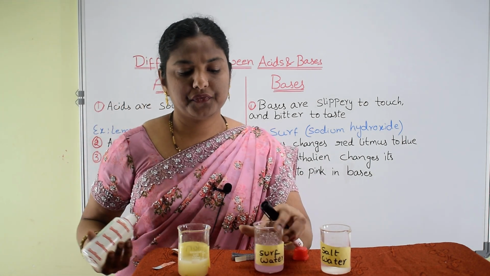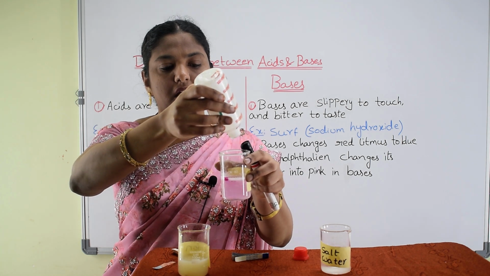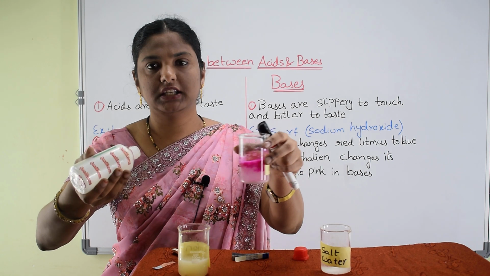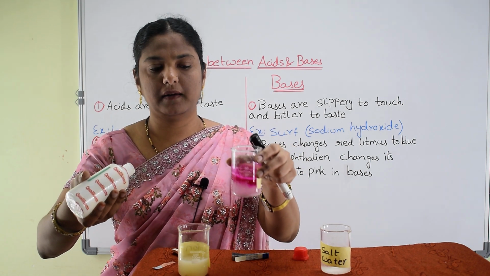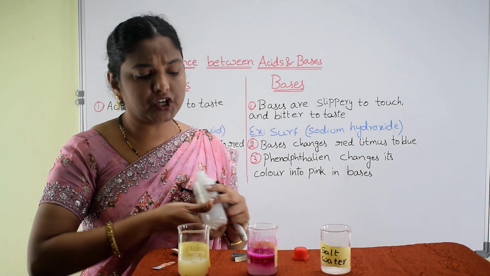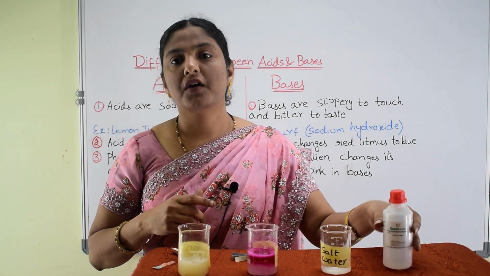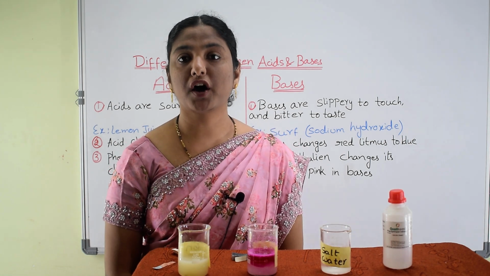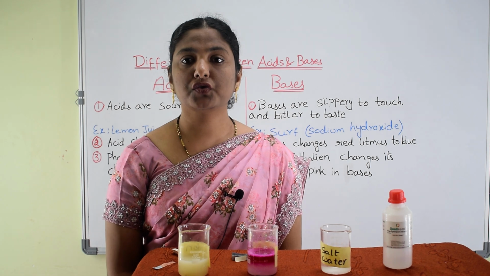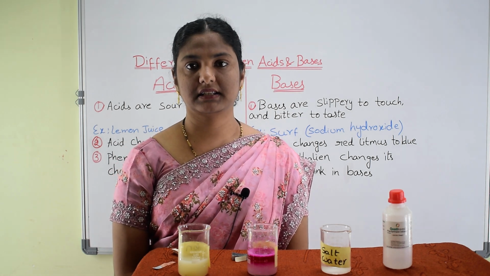If this phenolphthalein is dropped in bases, then it changes into pink color. By observing such color changes, we identify whether it is acid or base. So those substances which are used to test acid and base are called indicators.